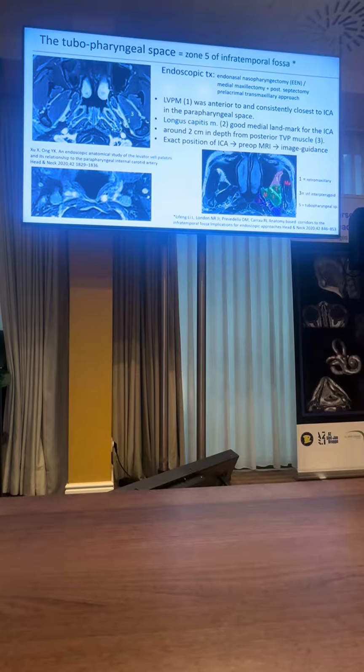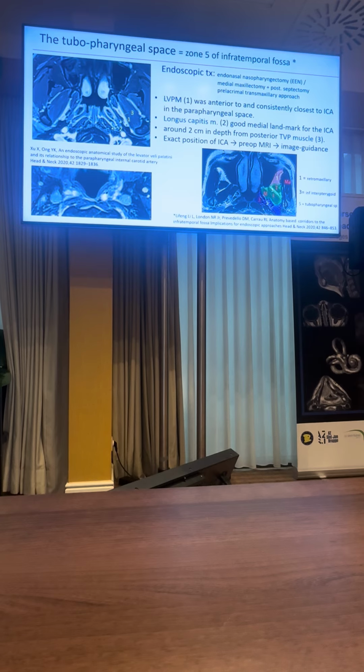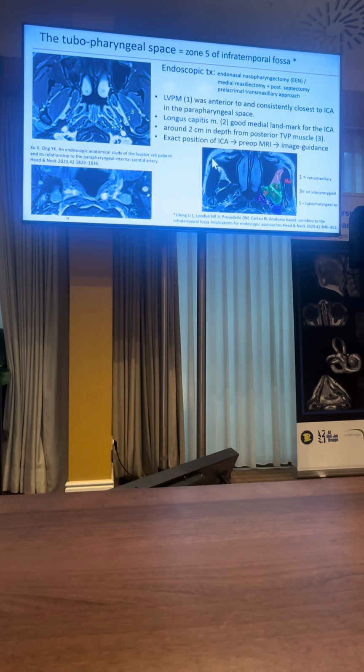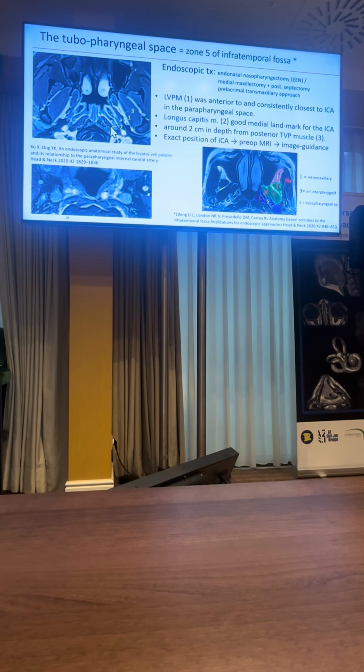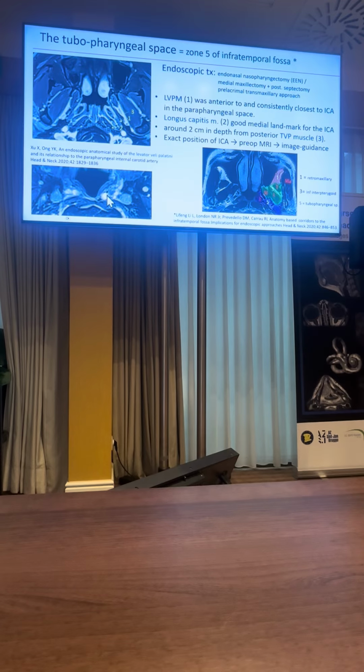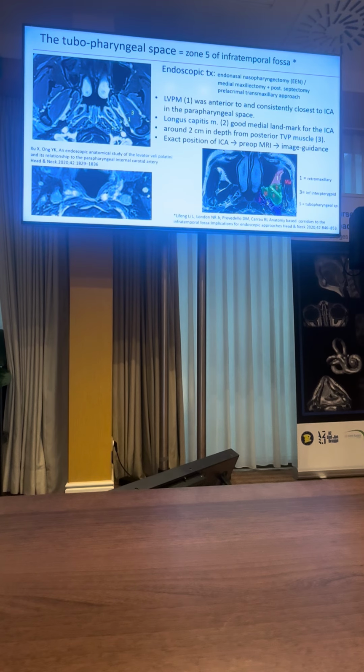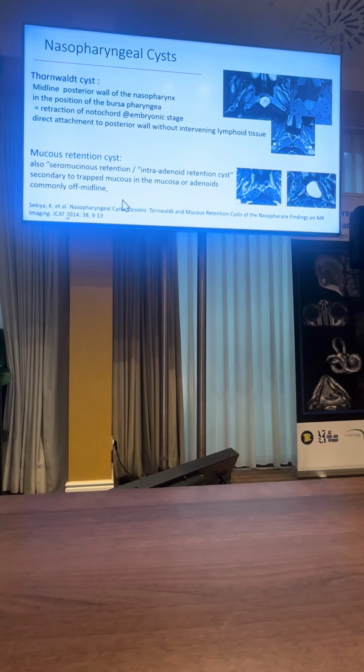So our endoscopic surgeons want to know these structures, and if surgery is a topic, you can relate to these structures: tensor veli palatini, levator veli palatini, longus capitis muscle. As you can see, the internal carotid artery can have quite a variable position, so you may provide a navigation set with thin section or 3D T1 in order to have a navigation.